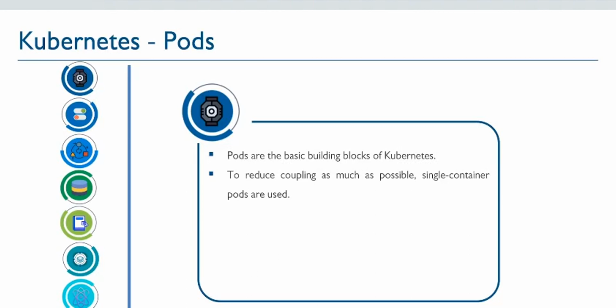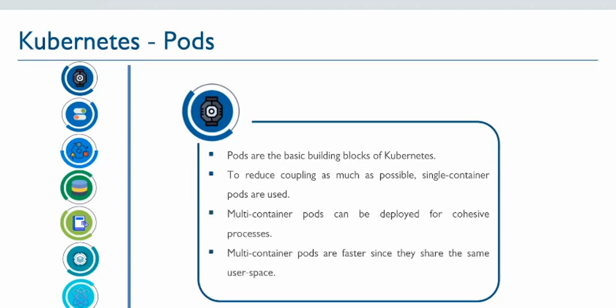So the first and the basic resource in Kubernetes that we always create is a pod, which is the building block of Kubernetes. And we can deploy multiple containers in a pod. We can have a multi-container pod. The main purpose of this is to reduce the coupling. We want to decouple the containers. Means I want to decouple Kubernetes from managing containers directly. To do that, we put the containers within the pods.